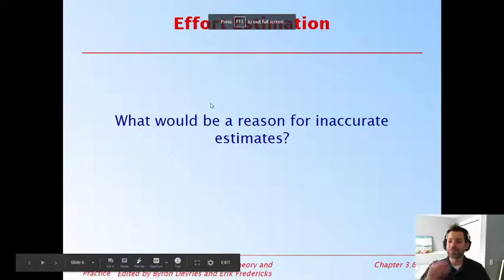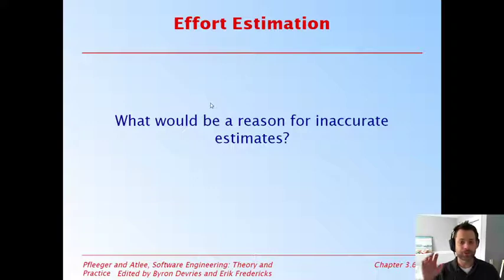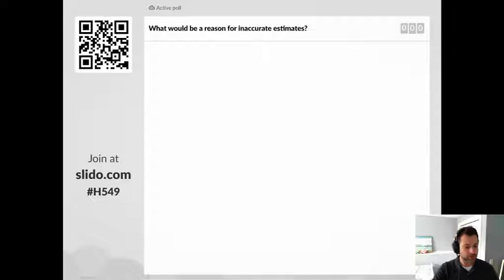All right, so we're planning out a project, right? We're planning out people and time and costs and all of this stuff. What could be the reason that our estimates are inaccurate? So, what do you think would cause issues with budgeting, with planning, things of that nature?